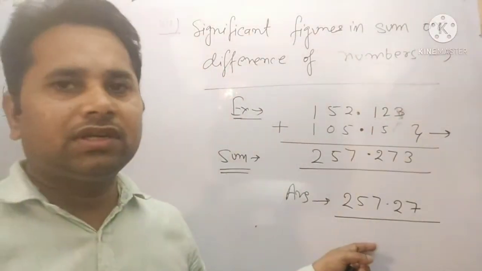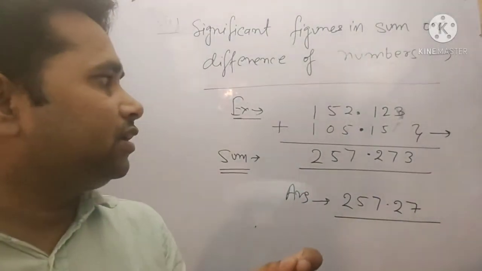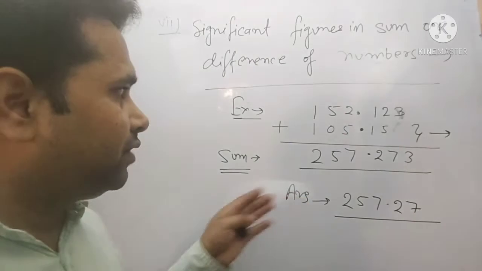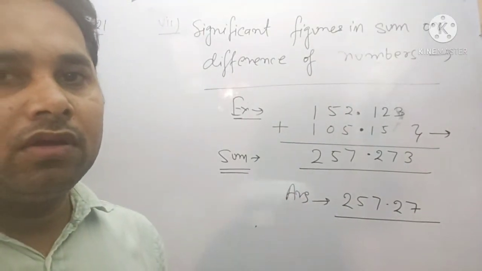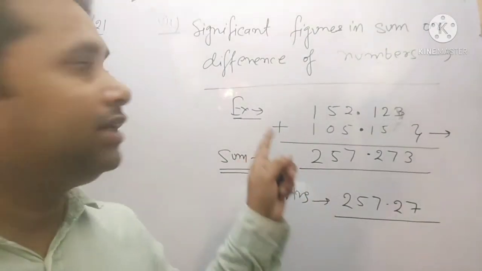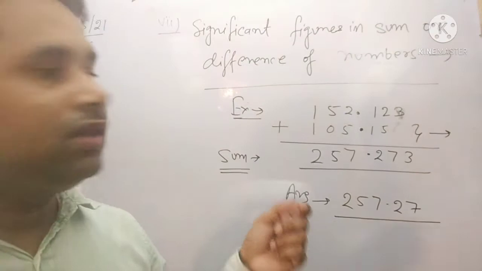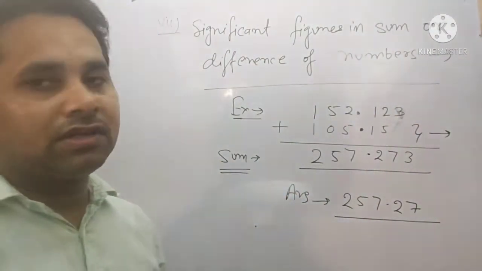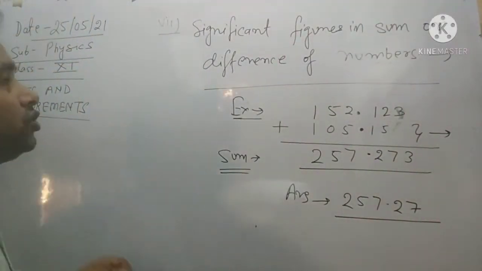And in this answer we should also follow the rounding of a number. After this topic we will start the rounding of a number. So this will be the answer in this question. The question means the sum of these two, and the answer is now reported with the significant figures. Okay. Now check the next rule.